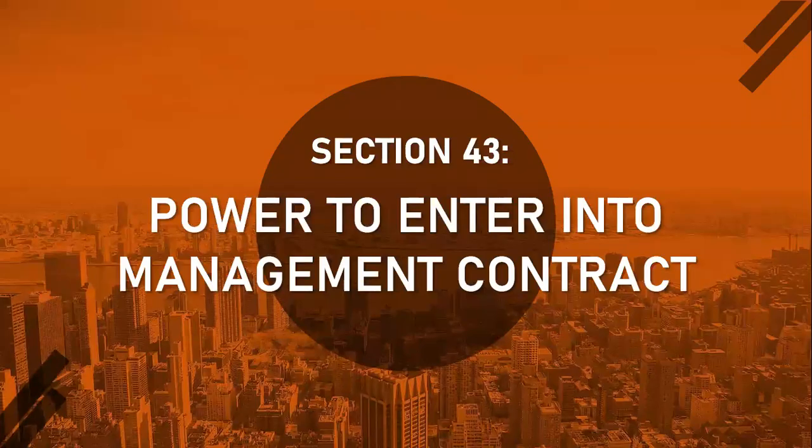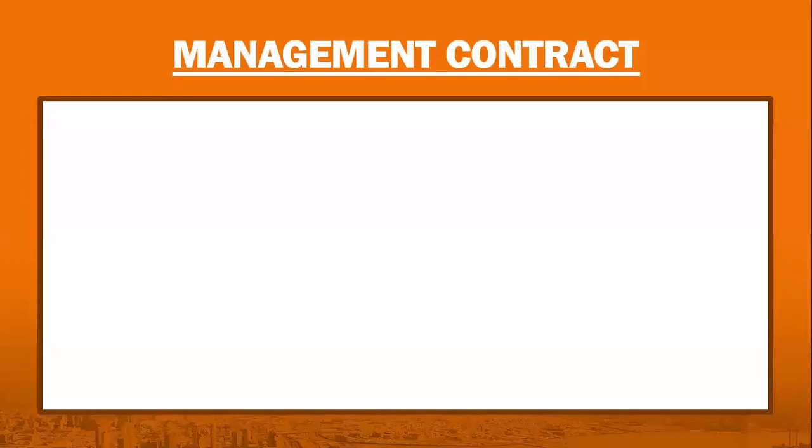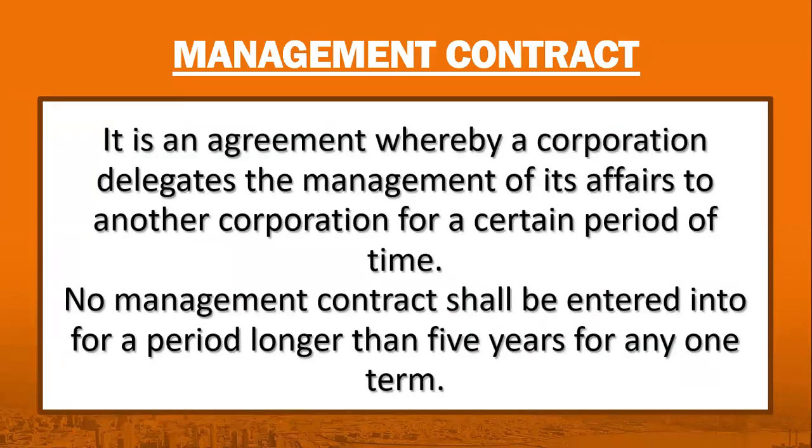Let us now proceed to Section 43, Powers of the Corporation to enter into management contract. Before we proceed to the requirements, we should first tackle the management contract. A management contract is an agreement whereby a corporation delegates the management of its affairs to another corporation for a certain period of time. Here, the corporation will lend its management services to manage another corporation, since the corporation can employ officers and agents to manage its business. There can be no objection to employing another corporation for the purpose.